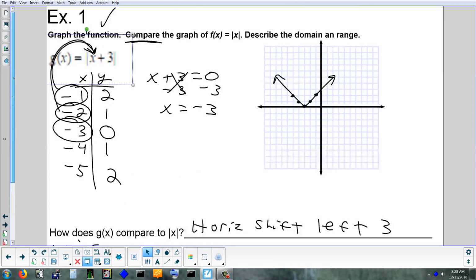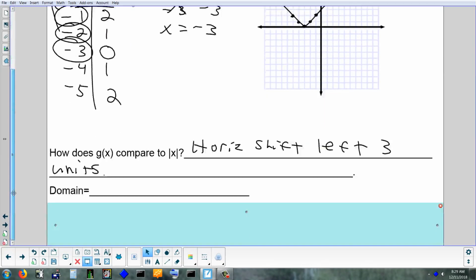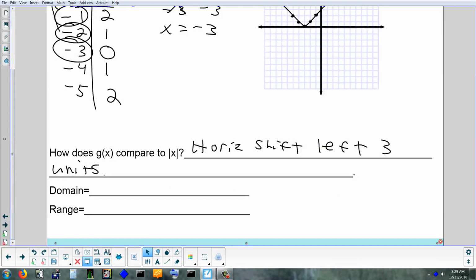All right, so we got that. Last part, describe the domain and range. Well, one of these we don't even need to think about. Domain, all real numbers, yep. Did you say all reals? No, I said all. Oh, okay. Because you could say all reals. You could? Yep. Oh, awesome. All real numbers. Put that down.